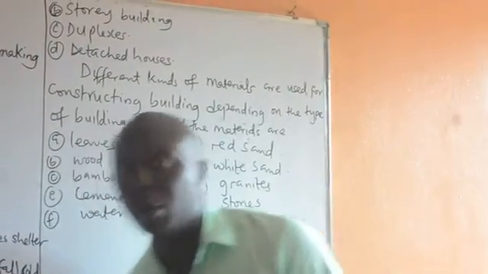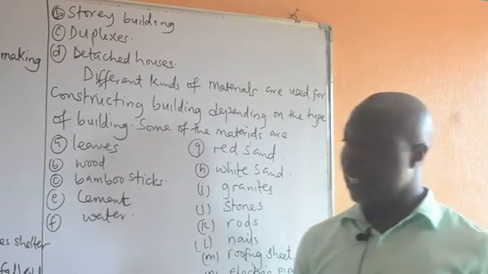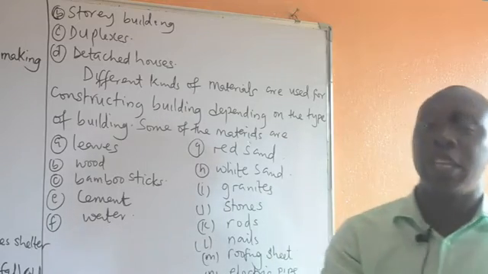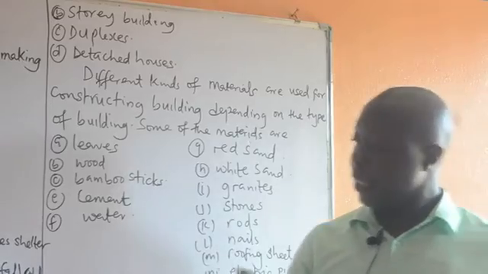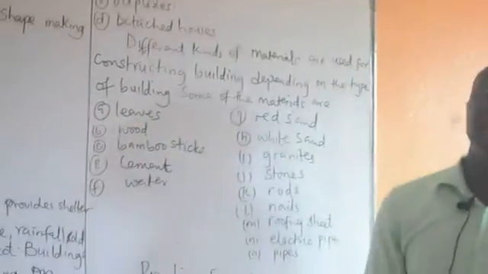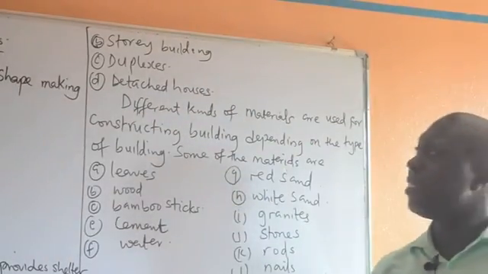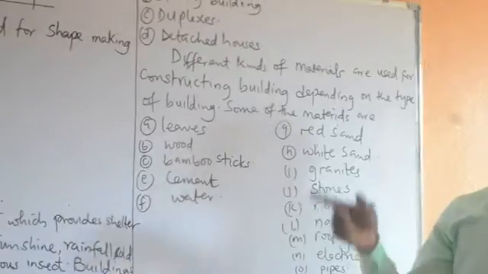One will have bungalow. I believe most of you are familiar with it. If you see a bungalow, you are able to identify that this building actually looks like a bungalow. And most of these bungalows are commonly found in the cities. Then we have story building, duplex, detached houses, etc.